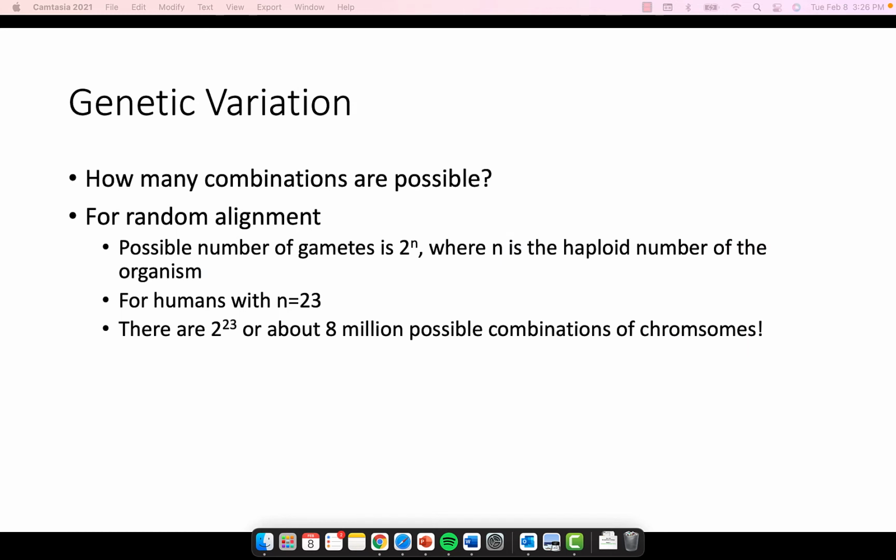So how many combinations are possible? Well, for random alignment in particular, the possible number of gametes is 2 to the n, where n is the haploid number of the organism. For humans, it's 23. And so there are 2 to the 23, or about 8 million possible combinations of chromosomes.